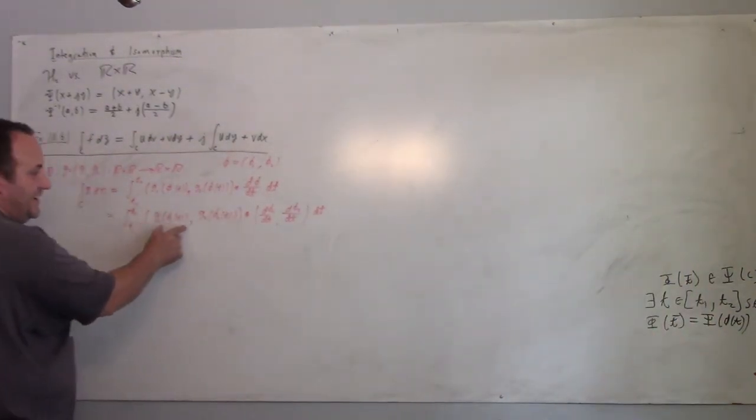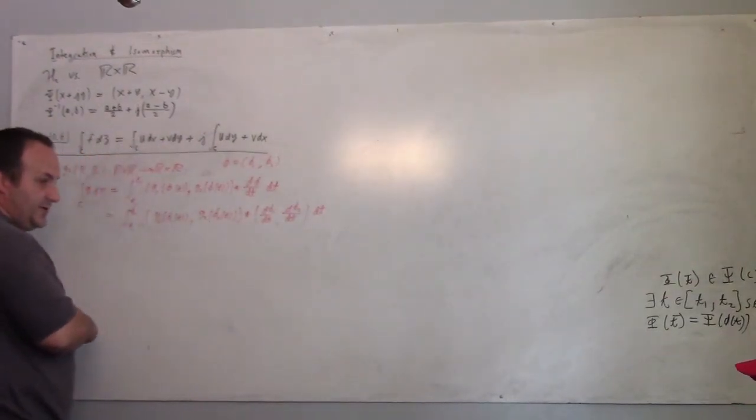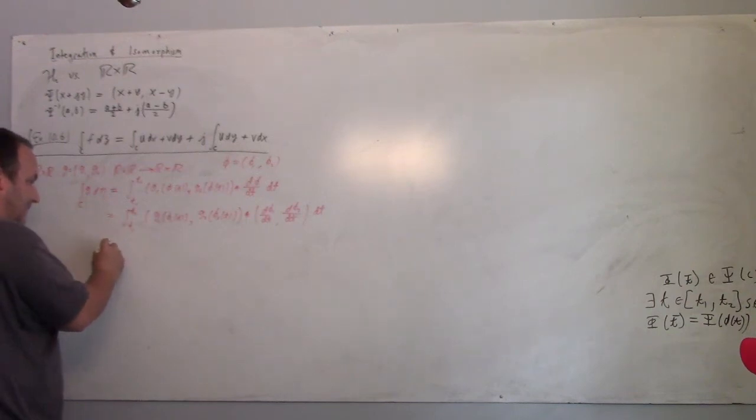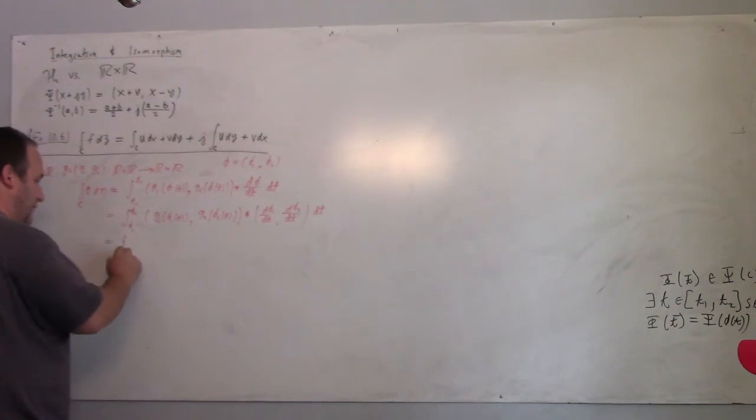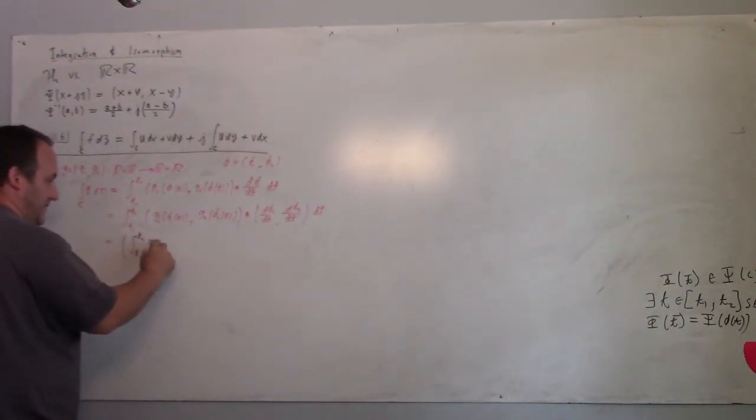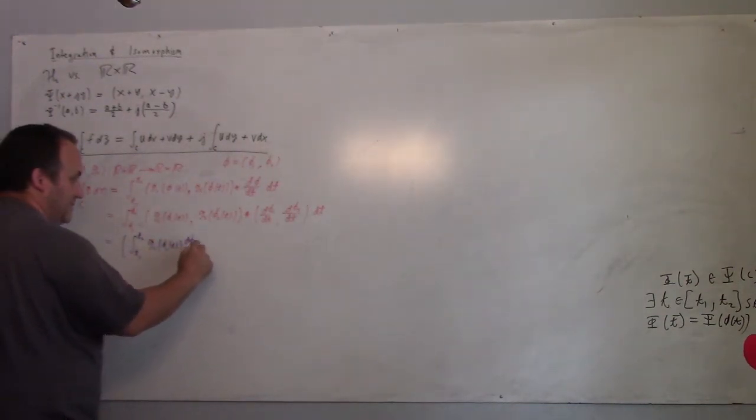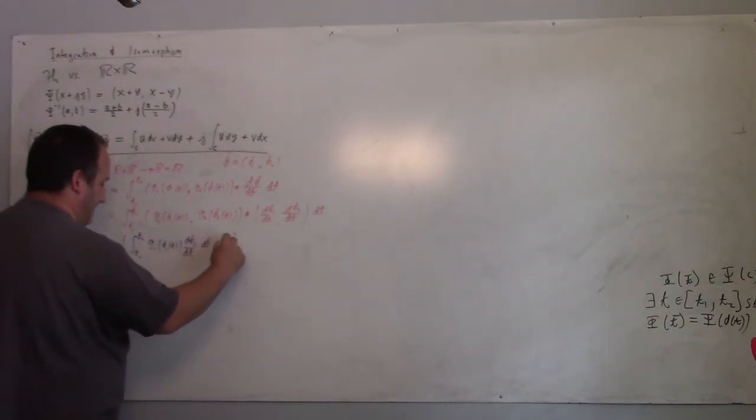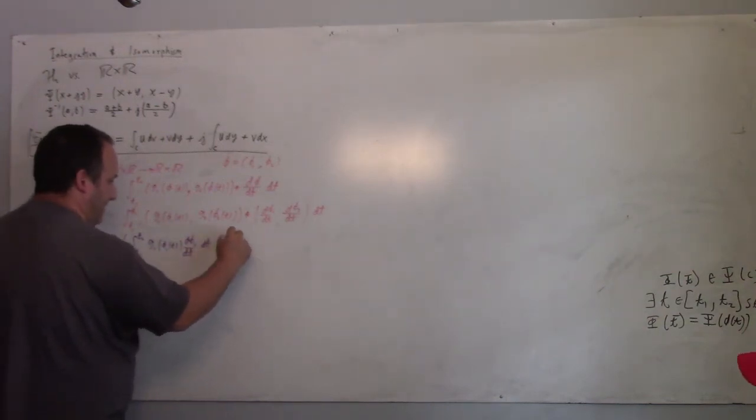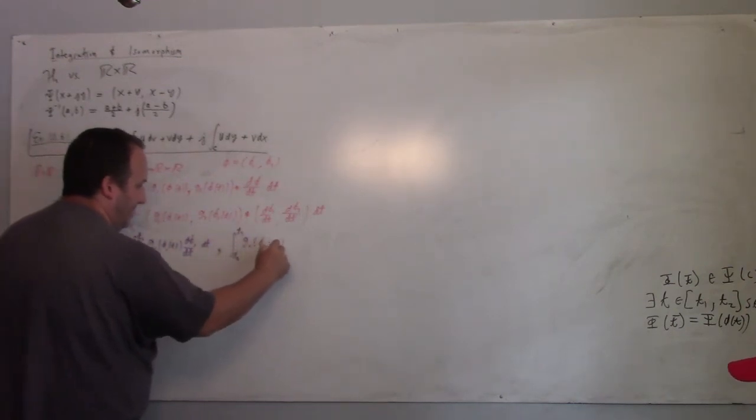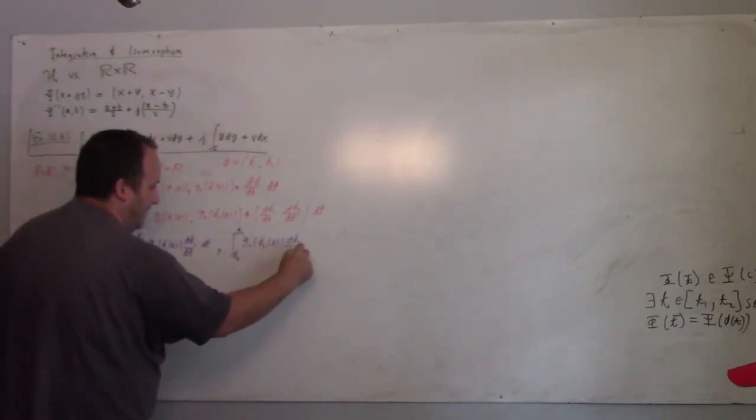Now, this is a multiplication in R cross R, right? How does that work? Remember how the multiplication in R cross R works? Yeah, it's component-wise. So when I multiply this out, what we really get is the integral from t1 to t2 of g1 of phi1 of t times d phi1 dt, comma g2 of phi2 times d phi2 dt.